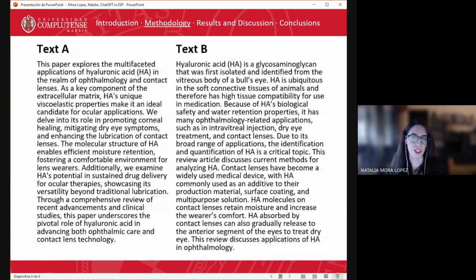So I'm going to show you here the two texts, text A and text B, but I'm going to tell you which one is written by ChatGPT so that you have some time. Maybe you want to pause the presentation and think a little bit, because now I'm going to tell you which one actually belongs to ChatGPT. Okay, so if you want to stop it, just stop it now, and then I'm going to reveal it. Okay, so here it goes.